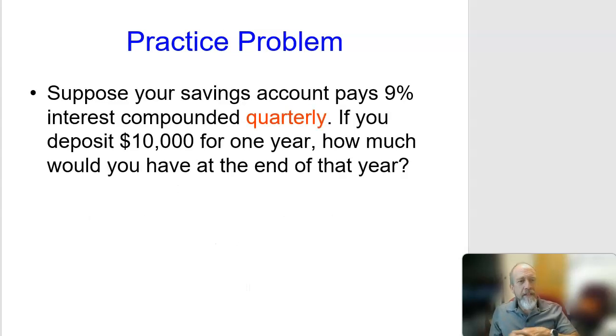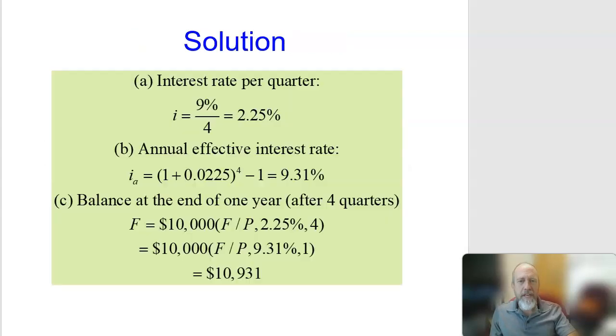Okay, now quarterly. What's the big difference here? Compound quarterly. Well, if you're saving, it's compounding quarterly. That's actually probably a good thing, because it means it's compounding and giving you interest on a basis other than that 9% interest that you got. So how do you calculate that? Well, you get the interest rate per quarter, you convert that to an annual effective interest rate, and now you can calculate that balance at the end of year one. But that's after 4 quarters.